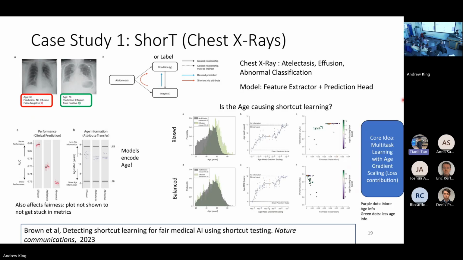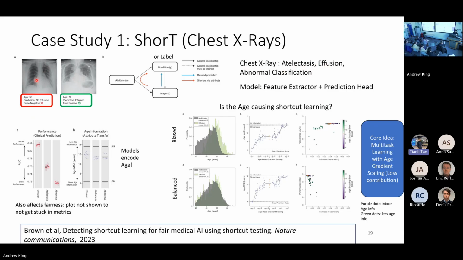Now I'll present a case study for this. Here's a paper that studies chest X-rays and tries to understand the potential of shortcut learning. So we have chest X-ray images, and we have these tasks: atelectasis, effusion, and abnormal classification. These are three different classification tasks.